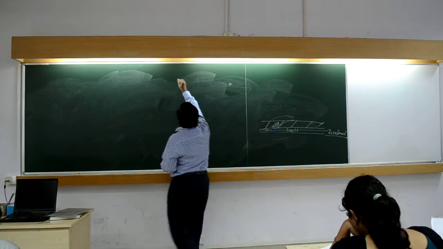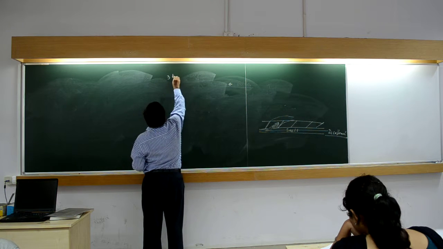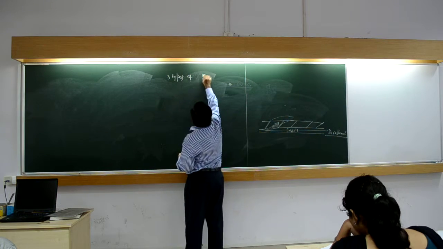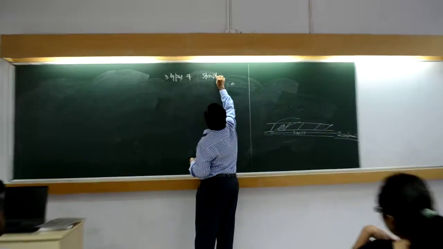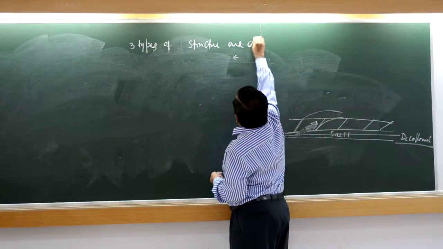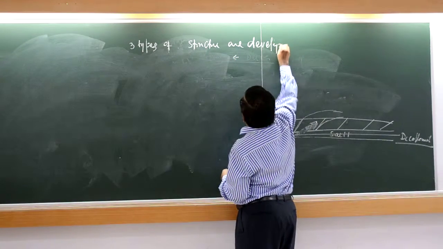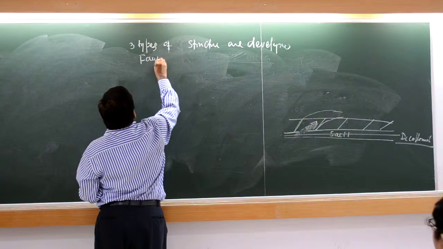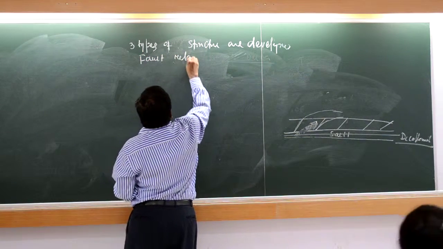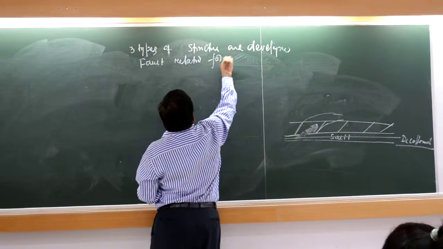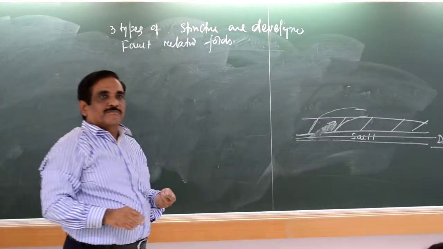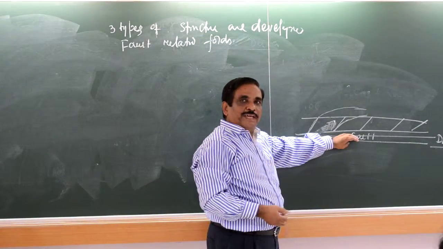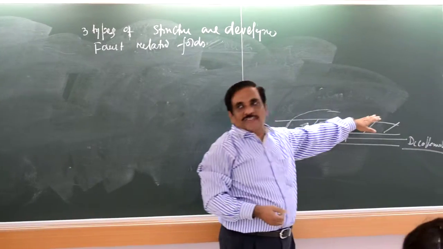this type of situation is there, three types of structures are developed. Those are called related forces. Understand what is the starting point? You should have a salt bed at the base over which you have these plastic rocks.